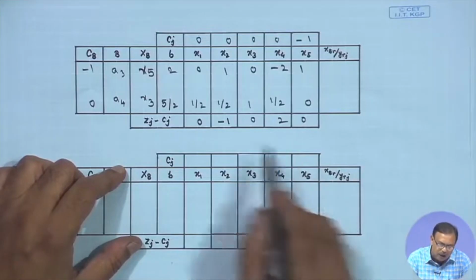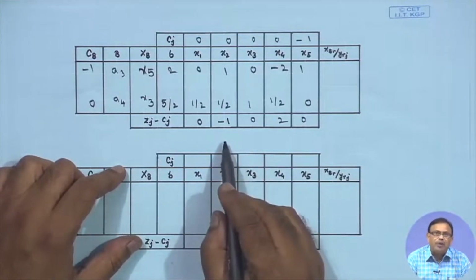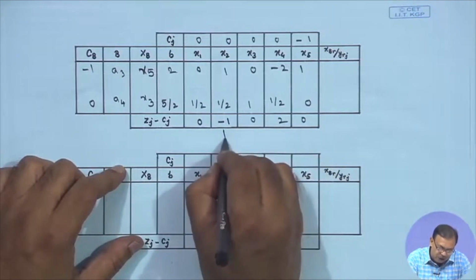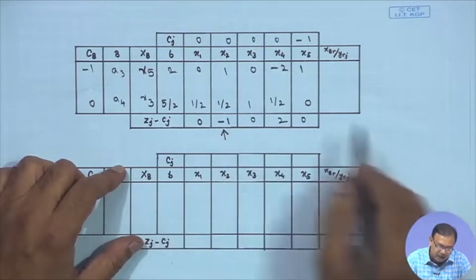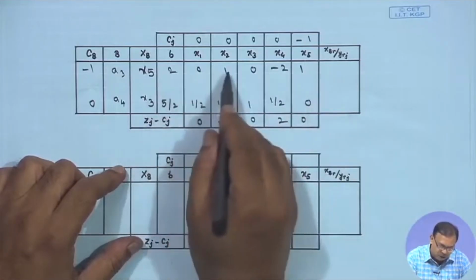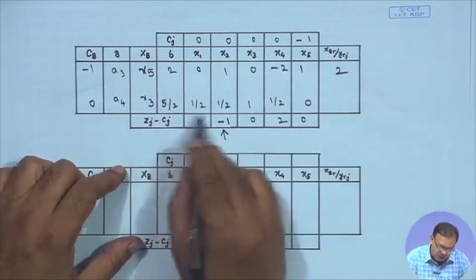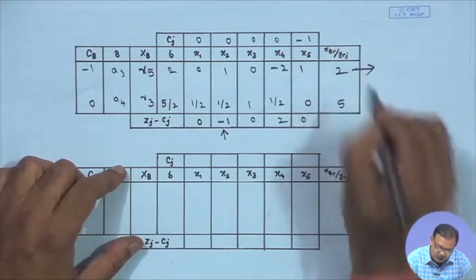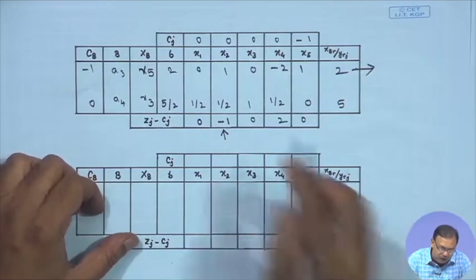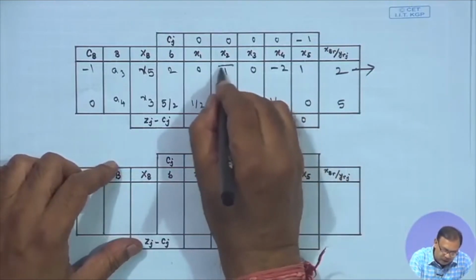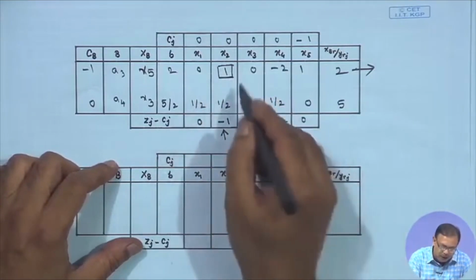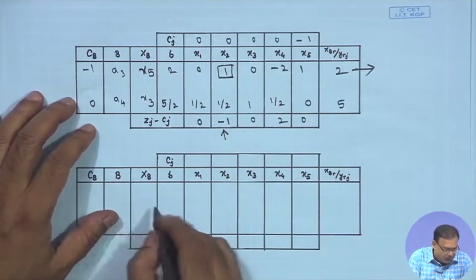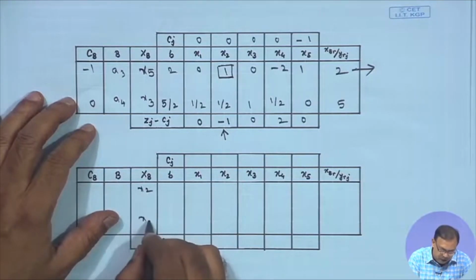So, if you see here, still your Zj minus Cj is not greater than equals 0, we have a negative. So, x 2 will be entering. Now I calculate the ratio 2 by 1 2 and 5 divided by 1 by 2. So, it will be 5. So, outgoing vector will be x 5 and your pivot element will be 1. This is already 1, I have to make it 0. So, in the basis now x 3 will be replaced by x 2.